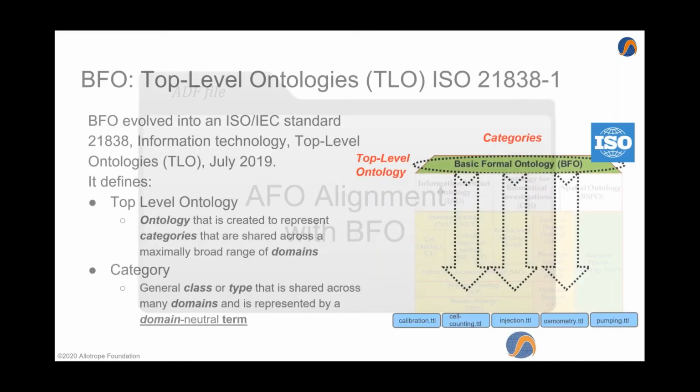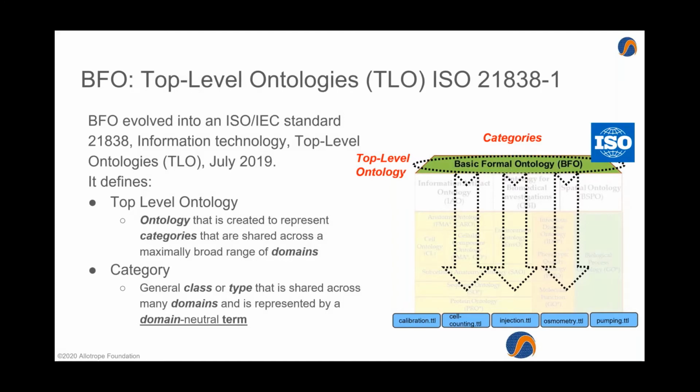So BFO evolved into an ISO standard, 21838, just the middle of last year, and the top level ontology was defined as an ontology to provide a representation of categories. Categories are general classes or types that can be shared across many domains, and it is represented by domain-neutral terms. So we have here the top-level ontology, the BFO, and we have all the different categories that are shared across many domains, as well as AFO domains that we'll see in a moment.